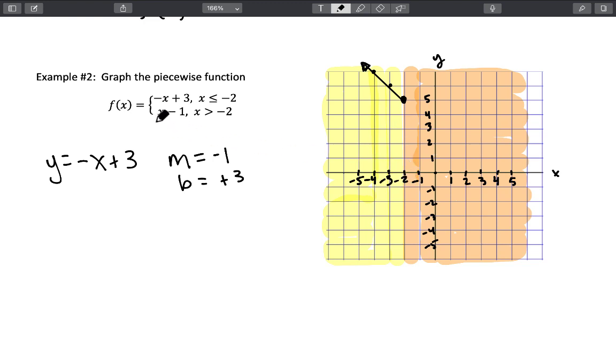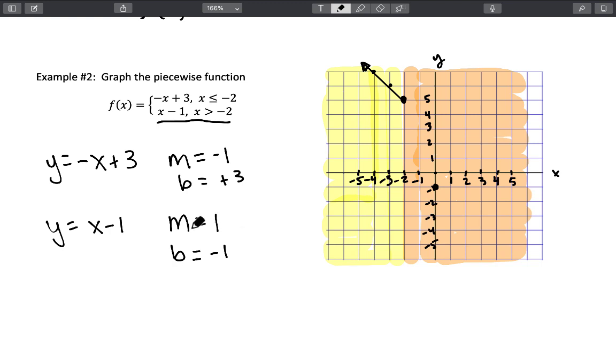All right, now we're ready for that bottom function. We have the equation y equals x minus 1. And that means that we have a slope of +1 and a y-intercept of -1. All right, and we're going to graph this one in the orange domain. So my y-intercept here of -1, well, that's good. That's in the orange domain, so I know that that's a point that's on the graph.